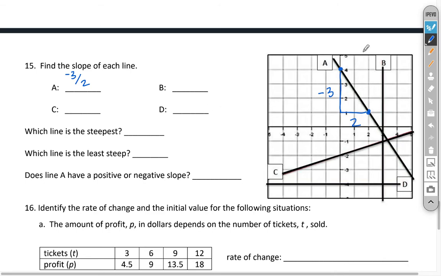Okay. B, hopefully you know by this point that a vertical line is always going to have a slope of undefined. So B is undefined. Okay, and then C, let's find C. We've got a point right here and a point right here. Let's make our slope triangle. So we're going up 1 and over 3.